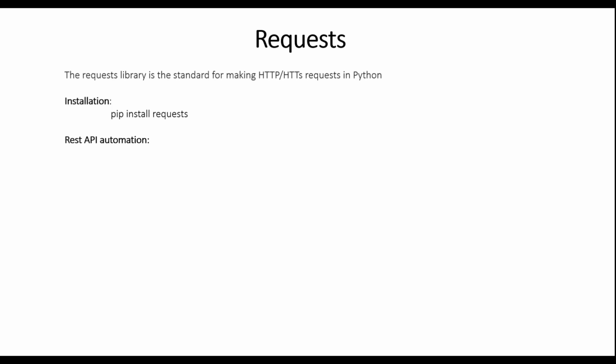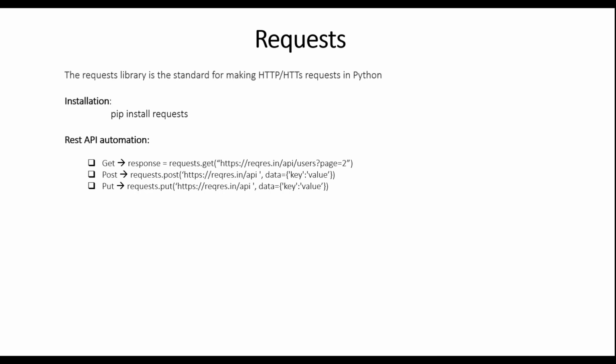REST API automation is very simple. For the GET method, just call requests.get, pass the URL, and it will return the response. Similarly, for POST we call the requests.post method and pass the required parameters like the URL, data, meaning JSON data, and authentication, and this method returns the response object. Similarly, requests.put for PUT, requests.delete for DELETE, and requests.patch for PATCH. Almost the same way, we call requests and these different methods.